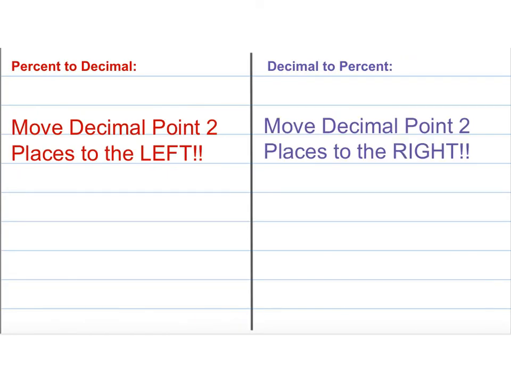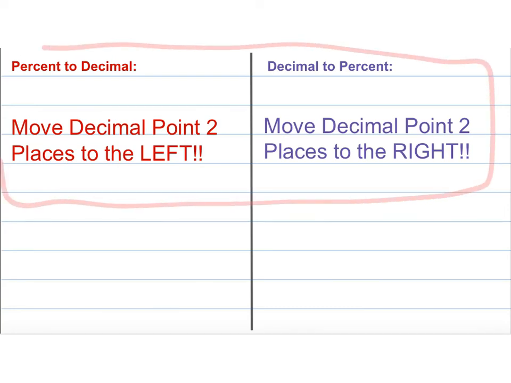Okay, so a very nice, short, quick summary. I would write this down in my notebook. Okay, the very easiest, simplest way to convert between the two. Going from a percent to a decimal, move the decimal 2 places to the left. Going from a decimal to a percent, move the decimal point 2 places to the right. And then you also need to add a percent sign. And on this one, drop the percent sign so you don't include it in your answer.